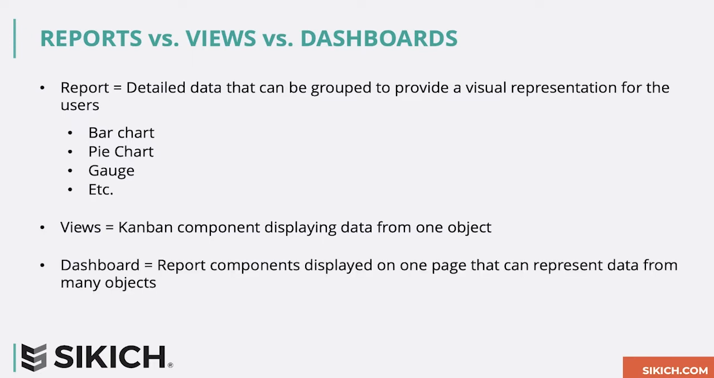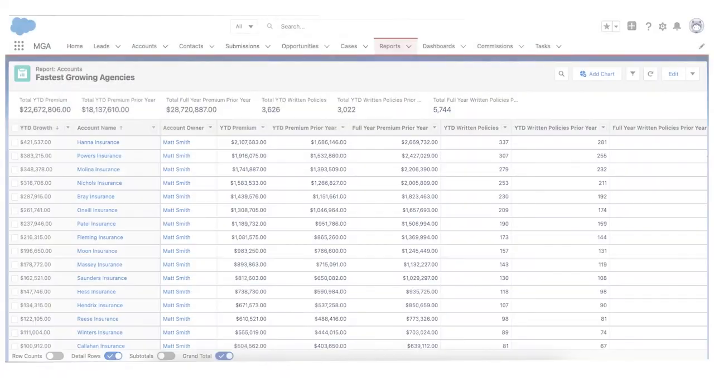And then finally, dashboard. A dashboard is a compilation of report components that are displayed on one page, and they can represent data from multiple objects. So when we talk about the bar chart, the pie chart, the gauge, those are all graphs, if you will, or different illustrations that can be put onto a dashboard so that you can look at it from various different angles. So let's take a look.